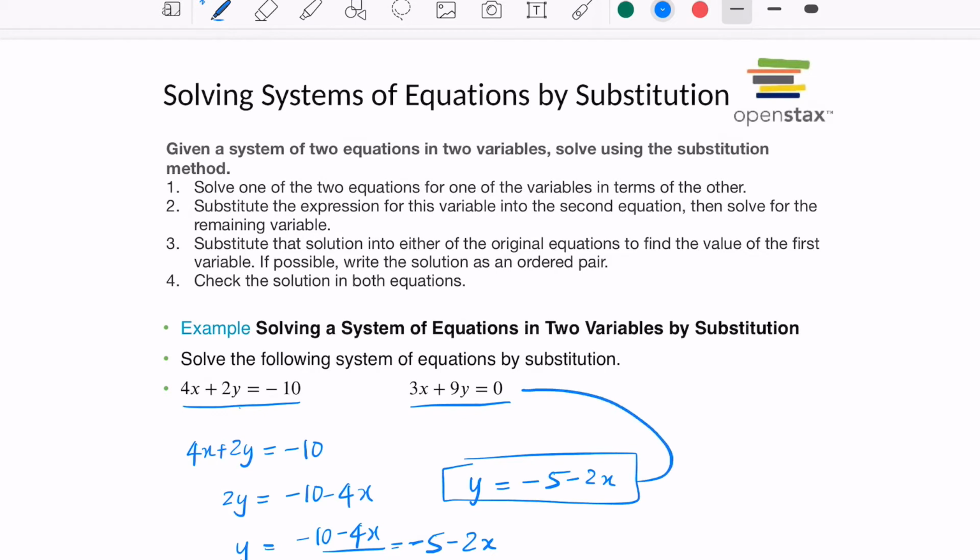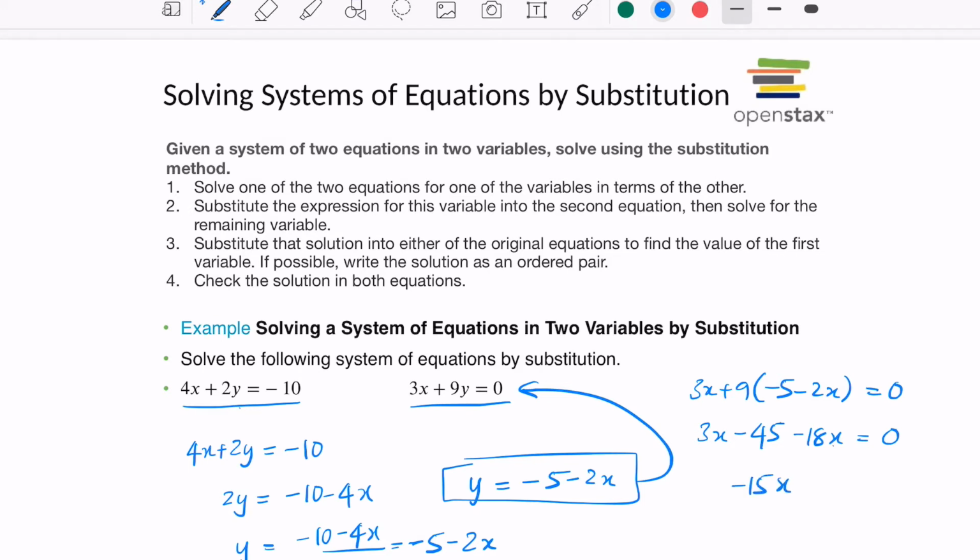Substitute this into the second equation. Remember that you never substitute it back into the same equation, substitute it into the second equation. So when you substitute it into the second equation, we have 3x plus 9 times (negative 5 minus 2x) equals 0. Now solve this to find the x value. So 3x minus 45 minus 18x equals 0. So 3x minus 18x is minus 15x.